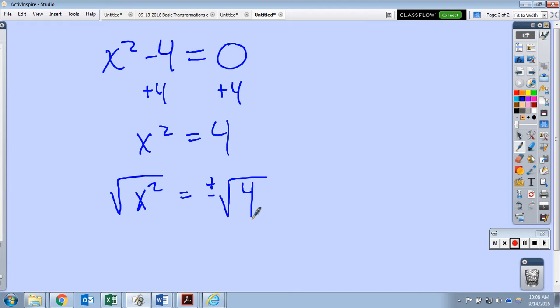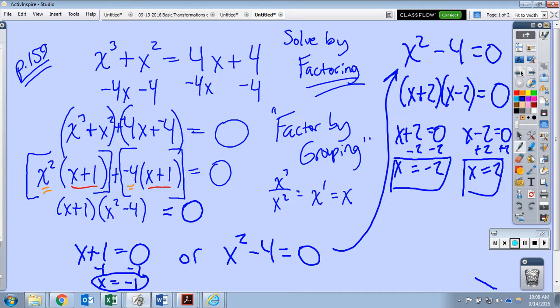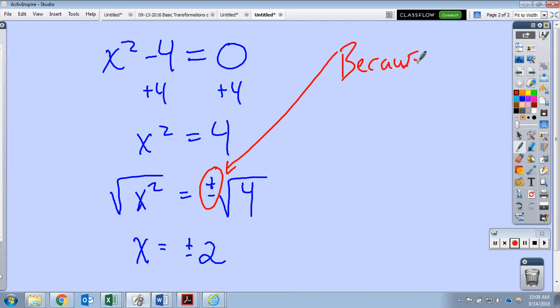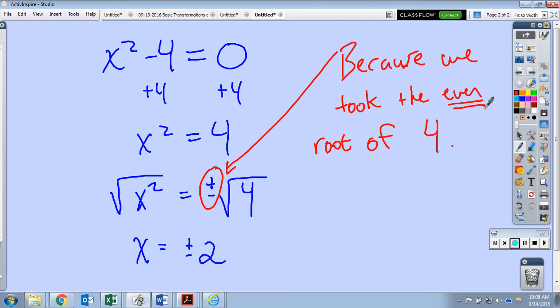Because there are, in fact, as we could tell when we did it this way, 2 unique solutions, negative 2 and 2, not just 2. So just be careful that if you do this, that's fine, but because you took the even root, it would be plus or minus 2. So I'll write that off here to the side, the reason we're doing this. This is because we took the even root of 4. That's the key. The fact that it's even.